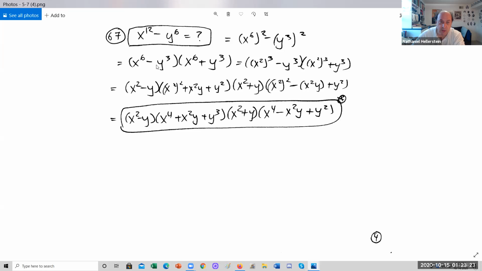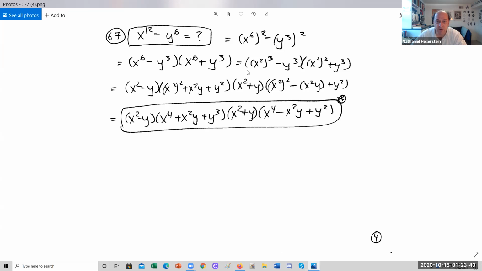Difference of squares is difference times sum. X to the 6th minus y cubed, x to the 6th plus y cubed. The 6th power of x is the cube of x squared, here and here. So here we have a difference of cubes, and here we have a sum of cubes. And that we can work out.